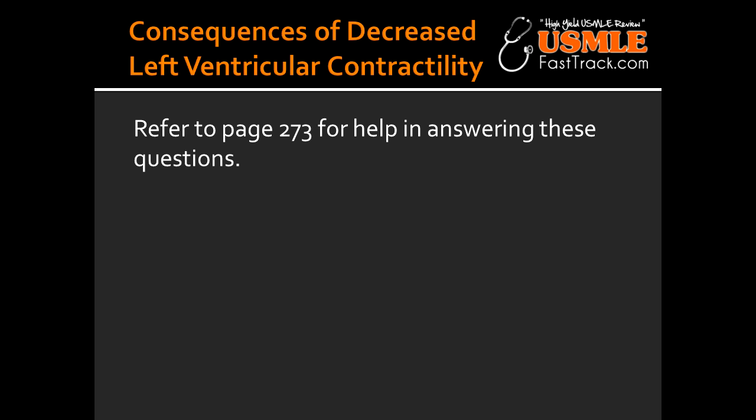The picture that you can see here is on page 273. Now we're going to start off on the top where it says that due to a decrease in the left ventricular contractility, this will lead to a decrease in cardiac output. So if the ventricle is not contracting properly, that means the flow of blood, the cardiac output, is not sufficient, and that's why it shows a decrease in cardiac output.